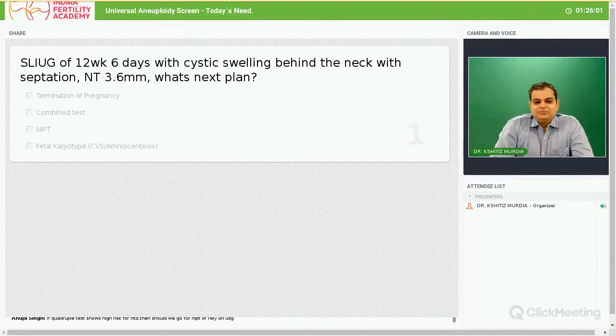Still, some people are voting for combined test and NIPT. NT with 3.6 with septation goes for cystic hygroma, but whether septations are there or not doesn't matter. Any NT more than 3.5 should go for invasive, and only invasive testing. That is CVS or anything.